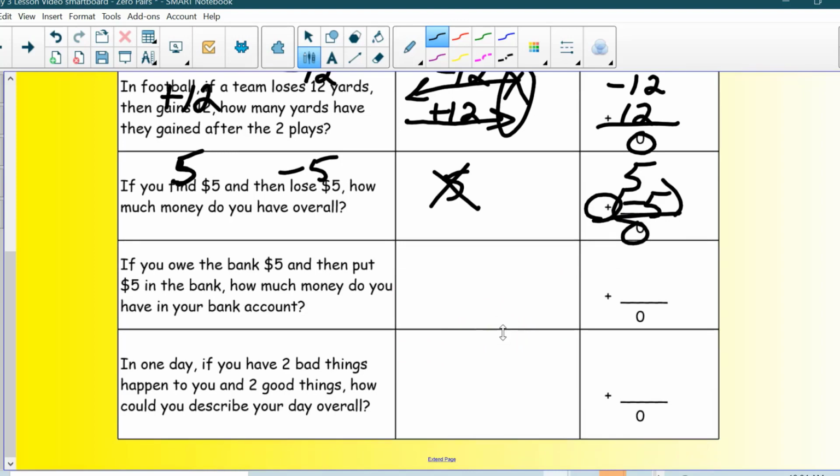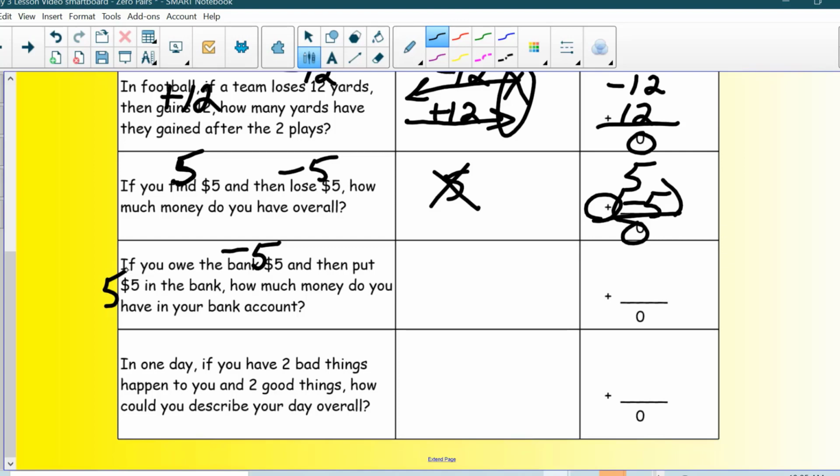If you owe the bank $5, how do we represent owing the bank? What integer? Negative 5. And then you're going to put $5 into your bank account. How much money do you have in your bank account? This can get tricky, right? Because you put $5 in, so that's a positive 5. But if you owed the bank $5, you then put $5 in, you do not have $5 in your account because you owed them money. So you essentially paid them back the $5 that you owed. So you now have what in your bank account?